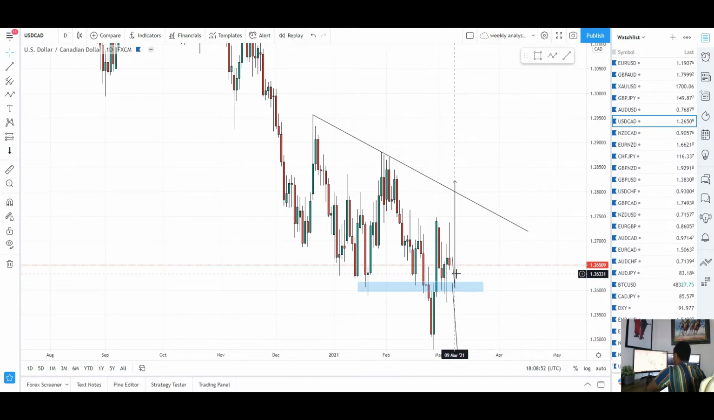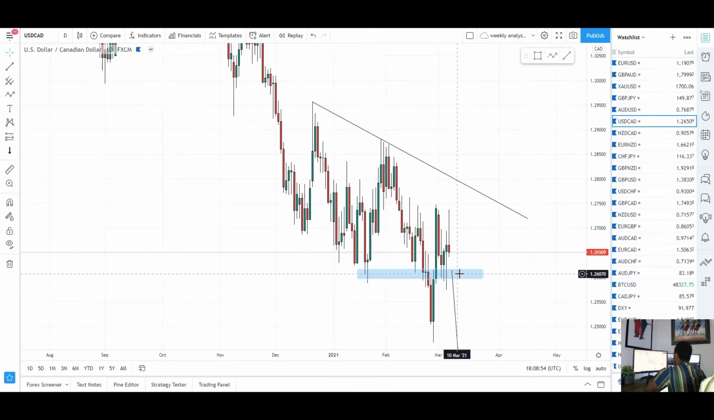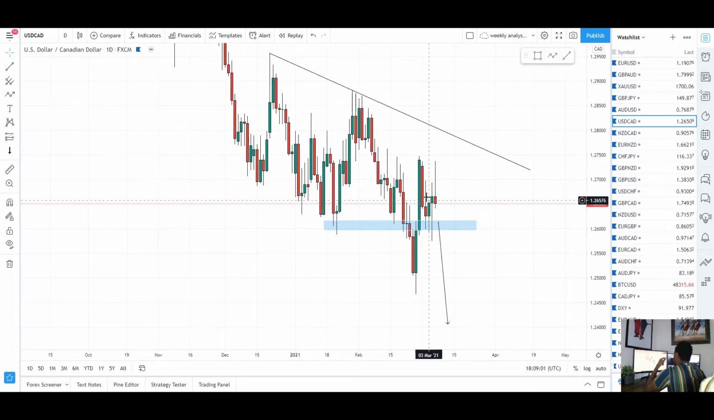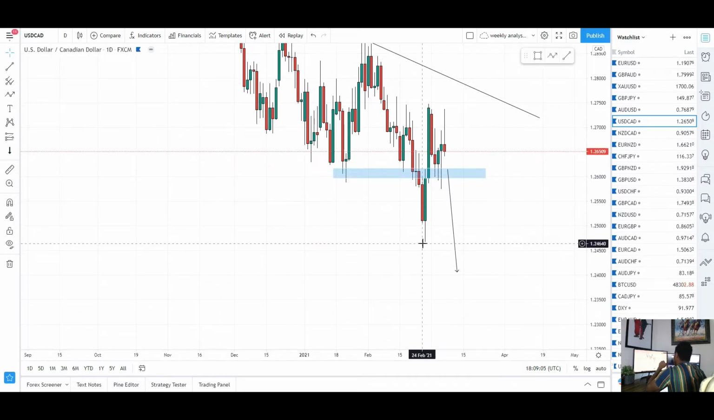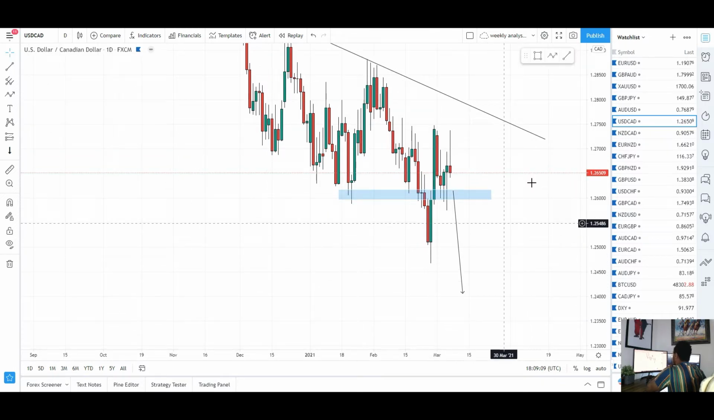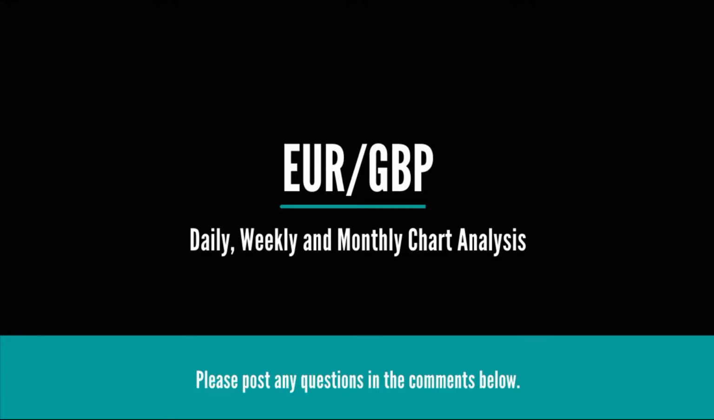So if I just clear the chart for a second, if we do hold this support, again, I probably do expect to see a third test of that trend line, which is around 1.28. But with that price action, looks like we're going to roll over. If you do break through that support, probably expect price to come back to the lows and potentially tap into 1.24 for next week. Up next is Euro GBP.